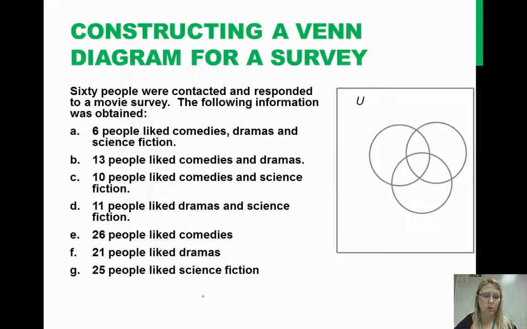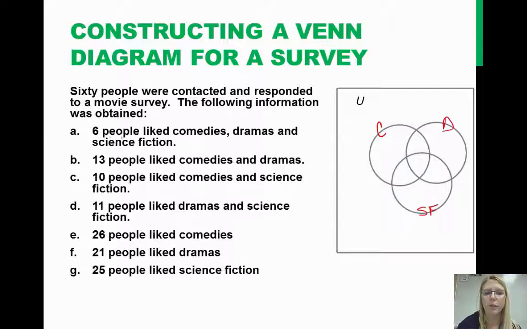Now what we're going to do is take some information and actually construct a Venn diagram from it. Remember, we want to work from the intersection out. And the other thing we need to do is decide what our circles are going to be. So we're looking at 60 people total, and we are looking at comedies, dramas, and science fiction. So I'm going to call this one comedies as C, D as drama, and science fiction as SF.